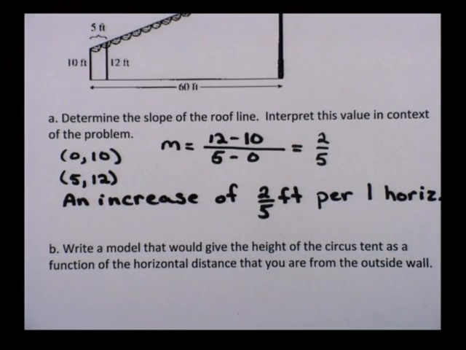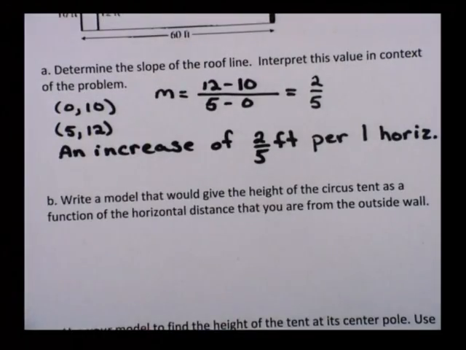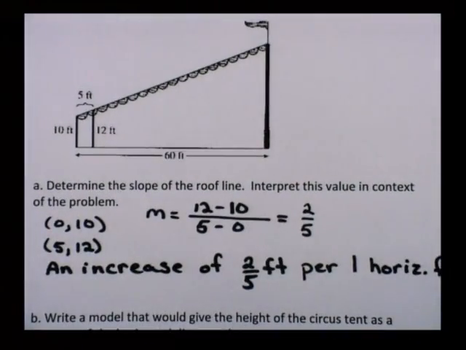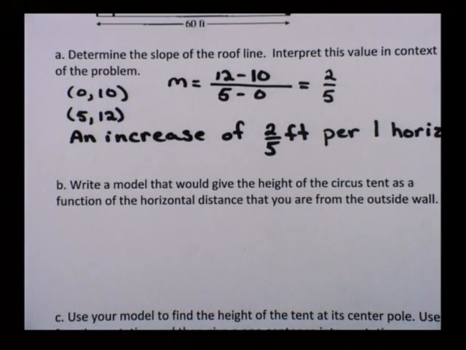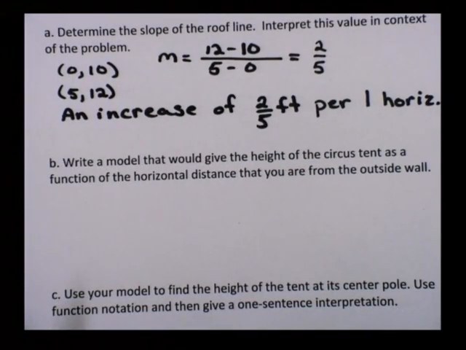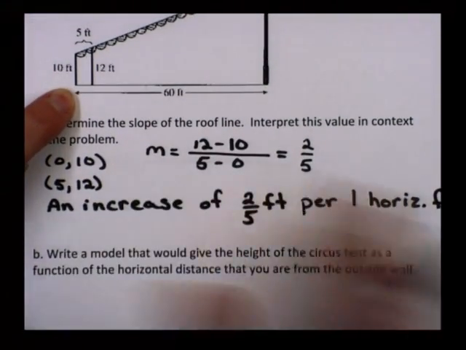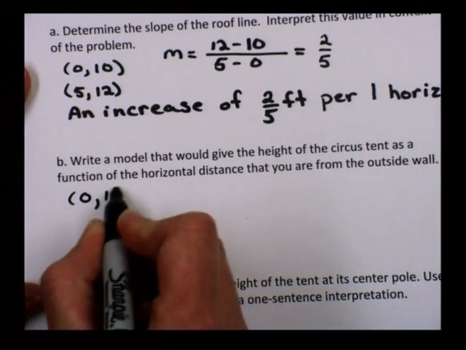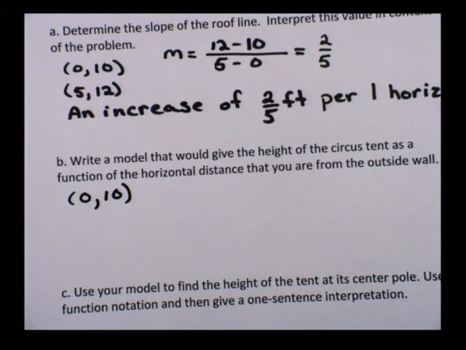Now we're going to write our model for the line that's following the roof line of the tent. To do that, I need to find the y-intercept. Well, we often refer to the y-intercept, or the vertical axis intercept, as our initial value. How high was the tent before you started moving toward the center pole? Well, it was 10 feet. So there's my intercept.